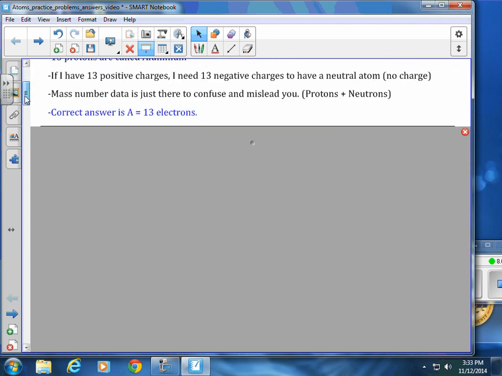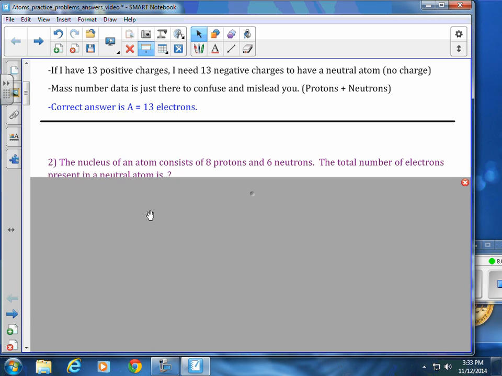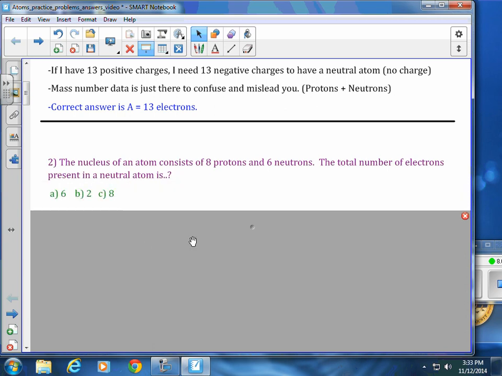All right, moving on from this question. Question number 2. The nucleus of an atom consists of 8 protons and 6 neutrons. The total number of electrons present in a neutral atom is... this is literally the exact same question that you just answered above, except now I'm being a little more sneaky with my information. Again, I'm telling you information that you don't need to know. You don't need to know the neutrons in order to assess the amount of electrons. All you need is protons.